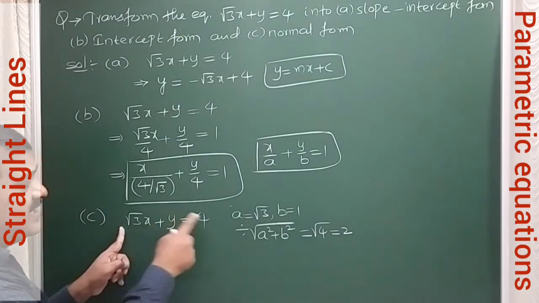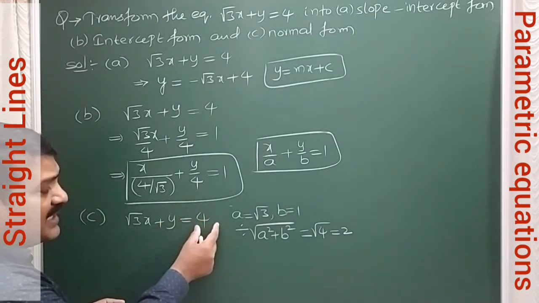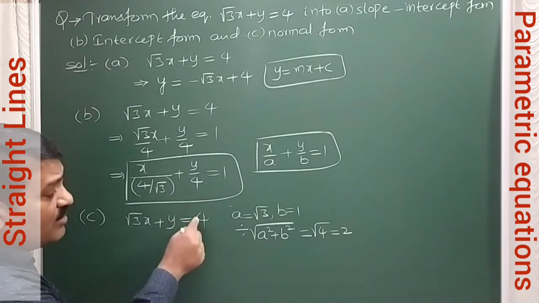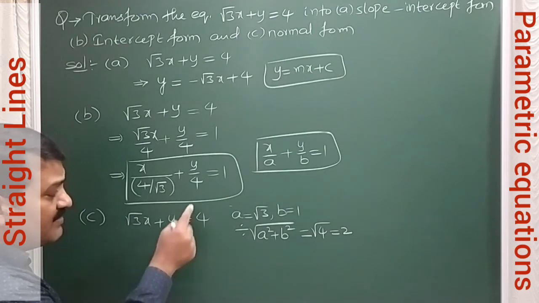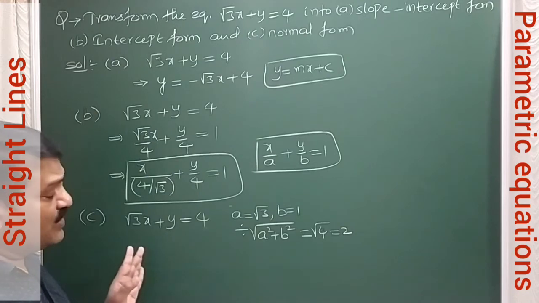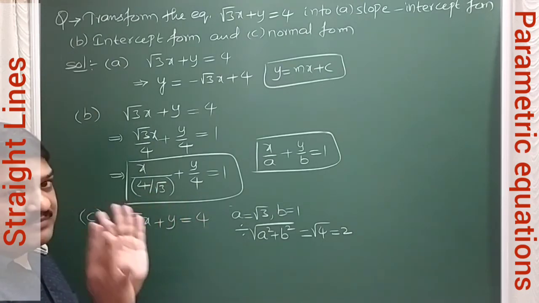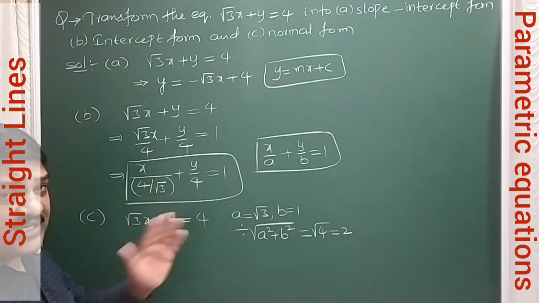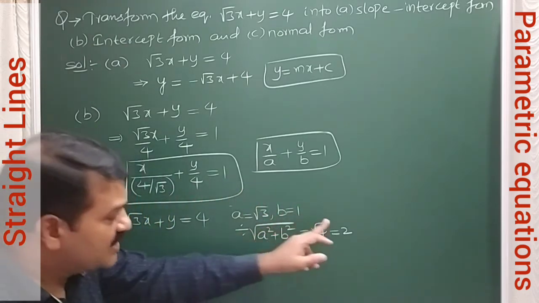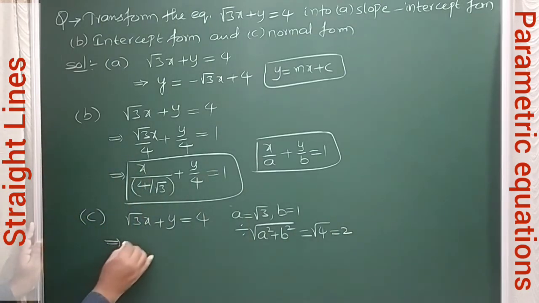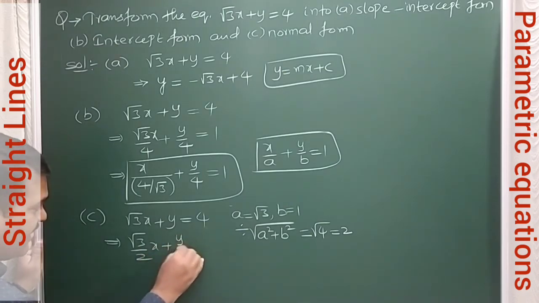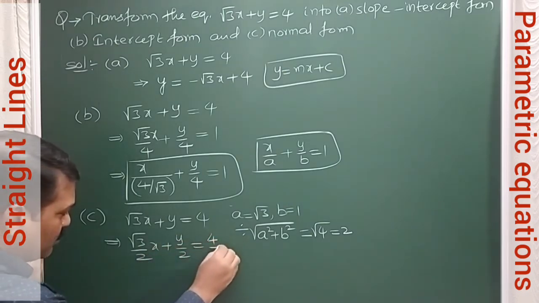And you have to take care that the right side part or this RHS part which contains the constant is always positive. In the normal form, the right side part constant must be always positive only. So if it is negative, you have to multiply with minus. So that is not the case here, so no problem. So divide by under root a square plus b square is the first step. So divide by 2 means root 3 by 2 x plus y by 2 is equal to 4 by 2.